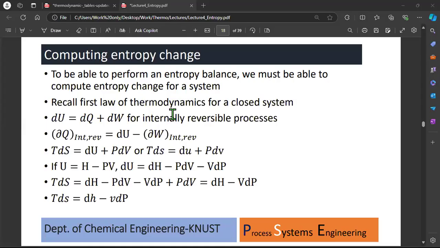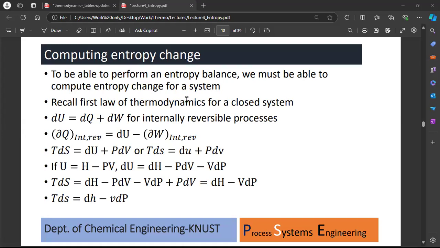Okay, so we are going to continue from where we ended yesterday. We are looking at how to compute entropy change. And we are saying that in order to be able to perform an entropy balance, you should be able to compute the entropy change for a system. Because we realize that everything that we try to balance, you look at some form of change as well.